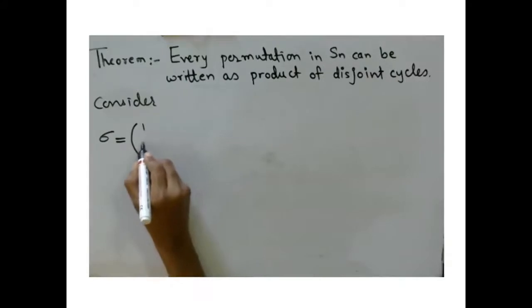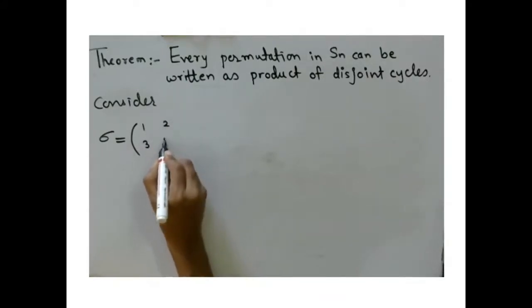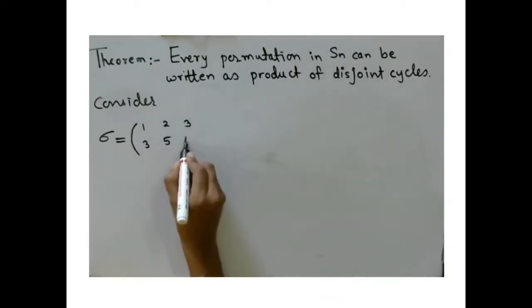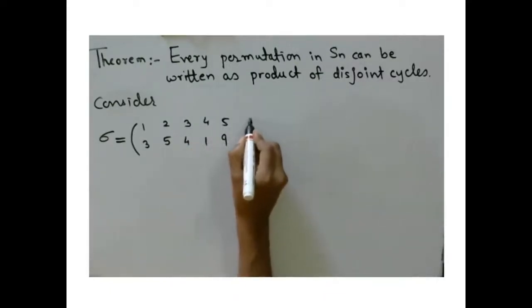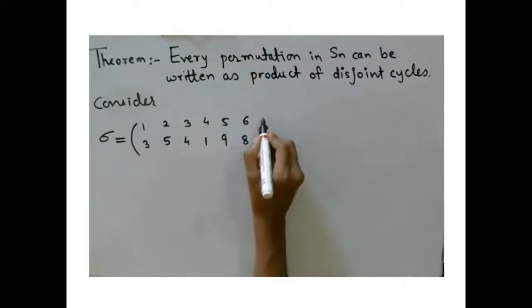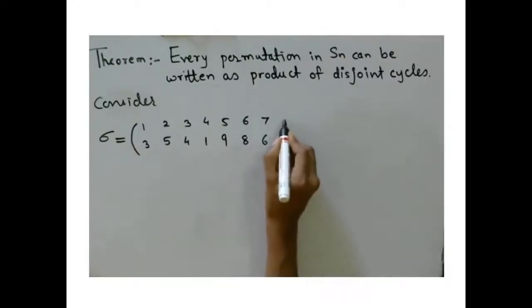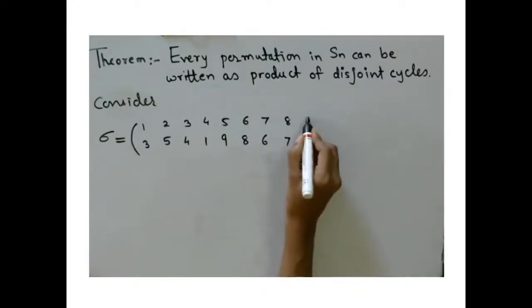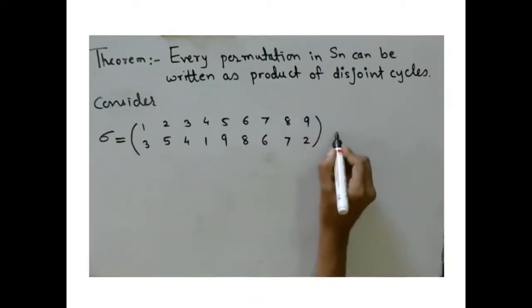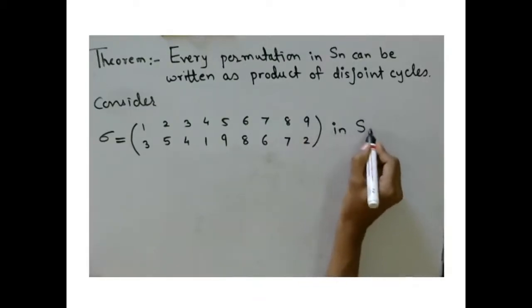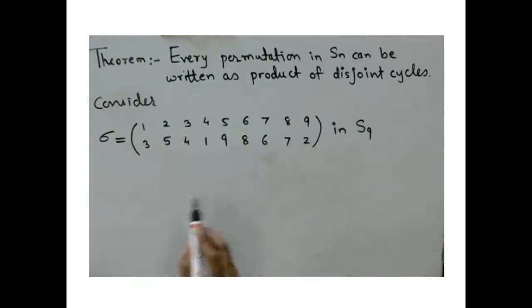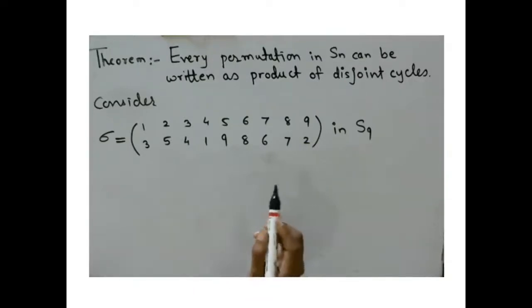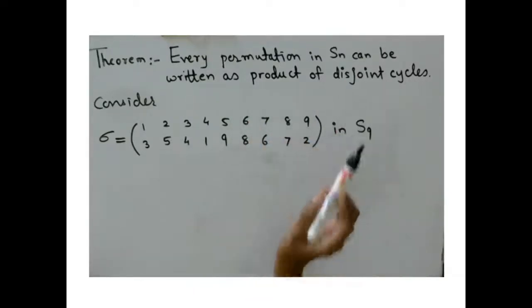So consider this permutation: 1 mapping to 3, 2 mapping to 5, 3 mapping to 4, 4 mapping to 1, 5 mapping to 9, 6 mapping to 8, 7 mapping to 6, 8 mapping to 7, and 9 mapping to 2 in S9. Or it is a permutation on the set 1, 2, 3, 4, 5, 6, 7, 8, 9. Now we have to write this permutation as product of disjoint cycles.